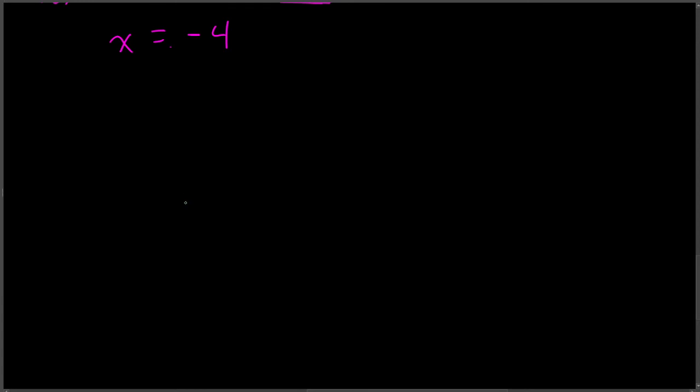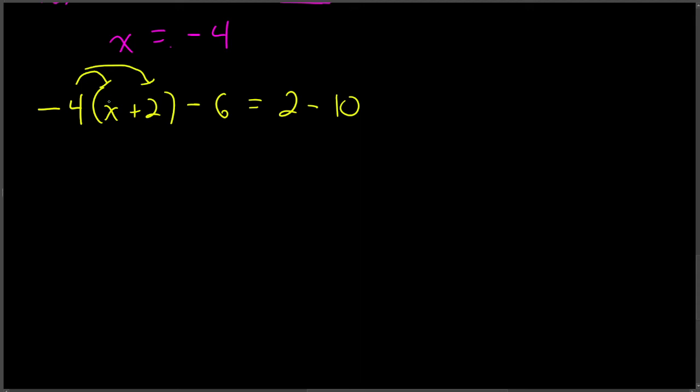All right, I want to look at one more of these, and then we're going to look at how we talk about the things that make up equations. So we're going to have multiple things going on both sides of the equation. So I'm going to simplify the left-hand side first. So I'm going to distribute this across the parentheses. So negative 4 times x is negative 4x, and negative 4 times 2 is negative 8. And the negative 6 is out here. And then 2 minus 10 is negative 8.